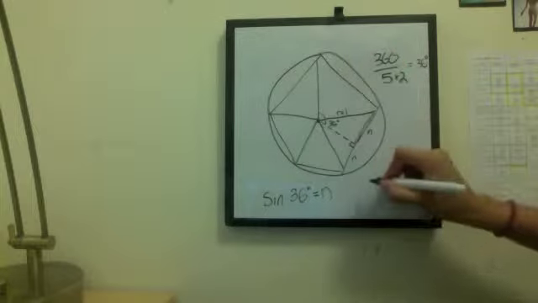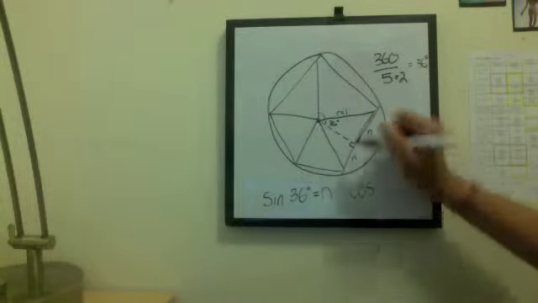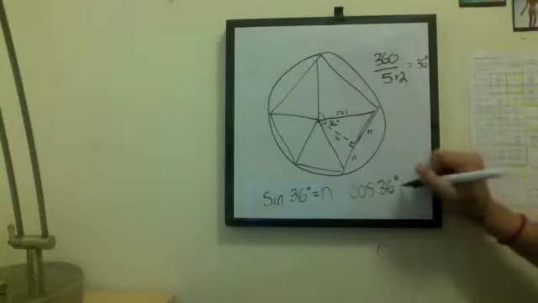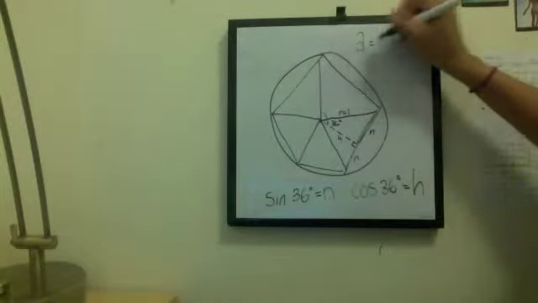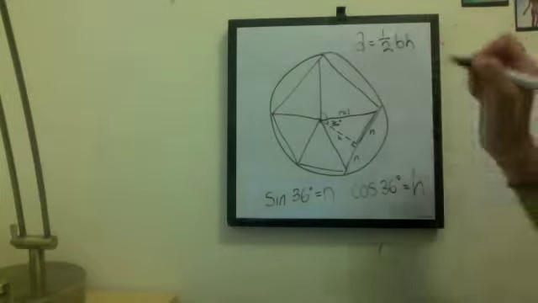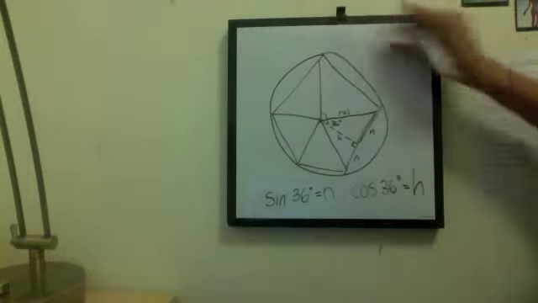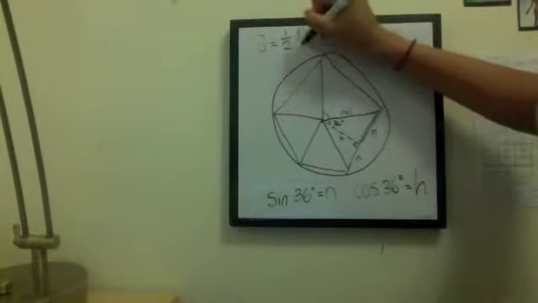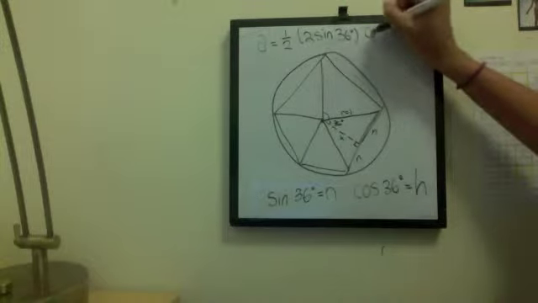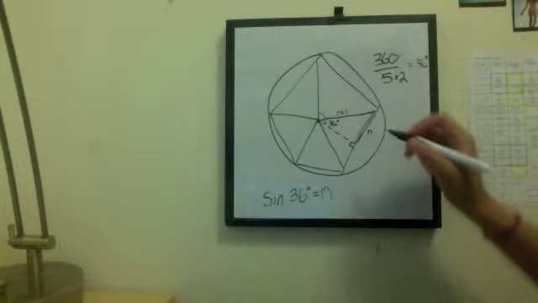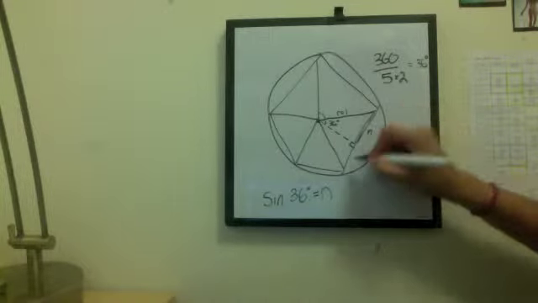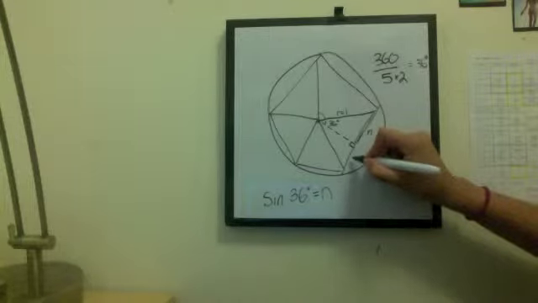To find the height of this triangle, you would use cosine of 36 equals adjacent over hypotenuse, the hypotenuse being the radius, 1. To figure out the area of the triangle, use the formula 1/2 base times height. And so the area of this triangle is 1/2 times 2 sine 36 times cosine 36. The reason it's 2 sine 36 is because when we were solving for x, we only solved for half of the triangle, and therefore we need to multiply by 2 for the entire base of the triangle.